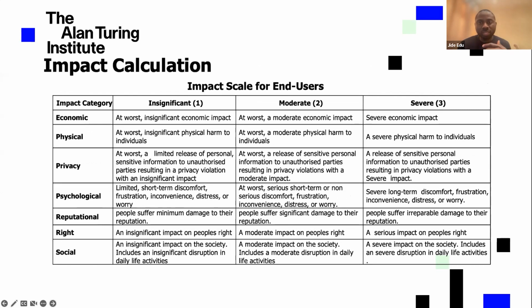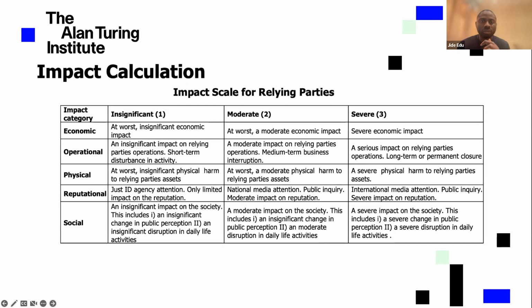So we also create different scales for the end users, to better classify and compare the different impacts on what they value. And we also have scales for the relying party, based on the impact categories we have identified.